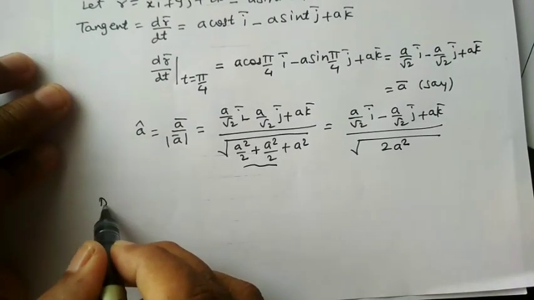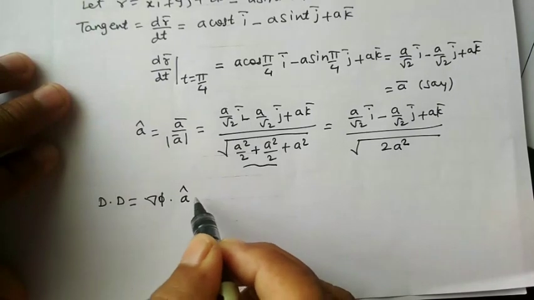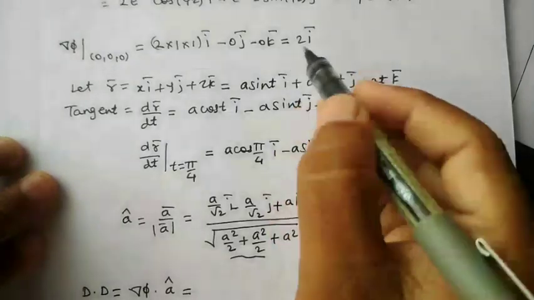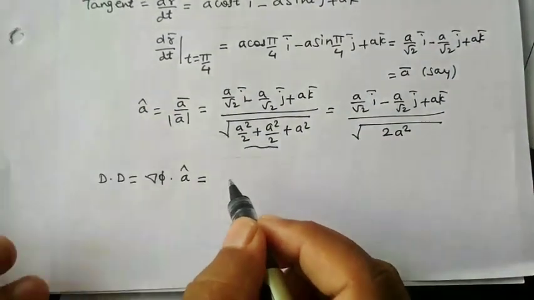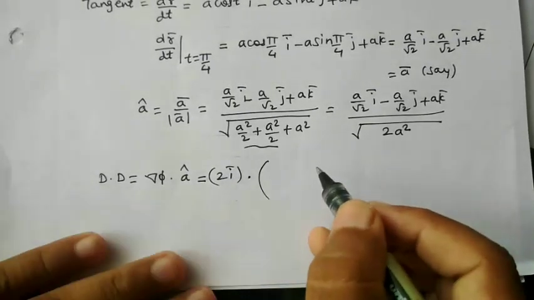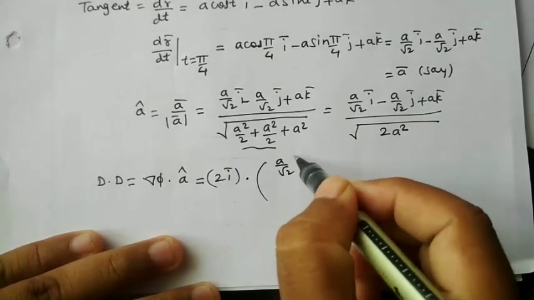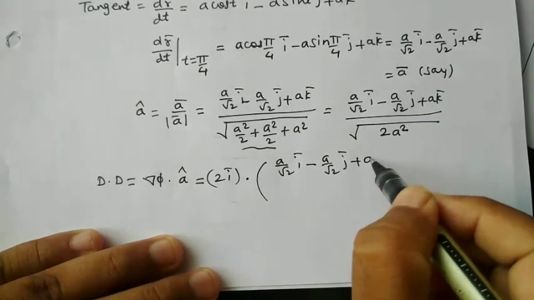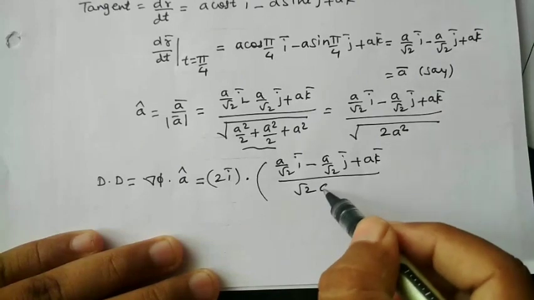Now we calculate the directional derivative. The formula is del phi dot a cap. You already calculated the value of del phi. Here the value of del phi is 2 i bar. So it is 2 i bar dot product with a cap. a cap is a upon root 2 i bar minus a upon root 2 j bar plus a k bar upon, this is root 2, and root of a square is a.